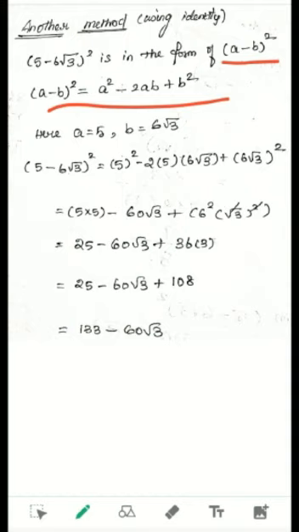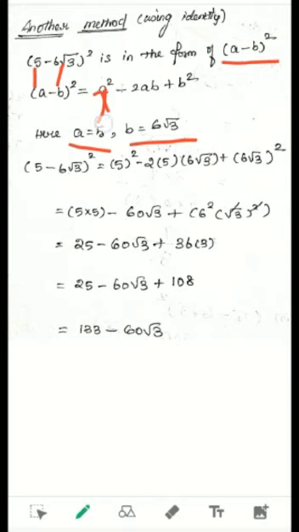In the place of a we have 5, and in the place of b we have 6 root 3. Just we should compare and write here a is equal to 5 and b is equal to 6 root 3, and substitute the values of a and b in the identity. So here for a you have to apply 5 square, and here you have to apply 2ab, so 2 into 5 into 6 root 3 plus b square. b is 6 root 3, right? So 6 root 3 the whole square.